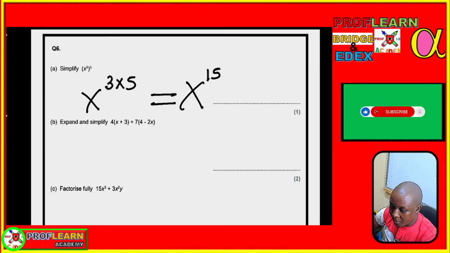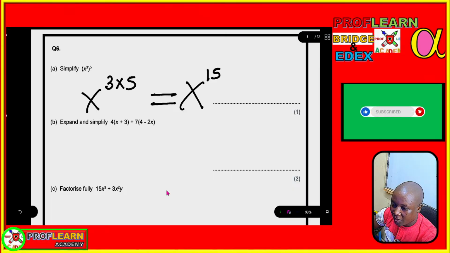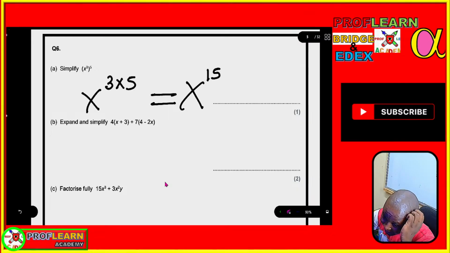All right, moving further to the next question, we are told to expand and simplify. In order to expand this, we are going to multiply 4 to x. Also, we multiply 4 to 3. Again, we are going to multiply 7 to 4, and then we are going to multiply 7 to 2x.